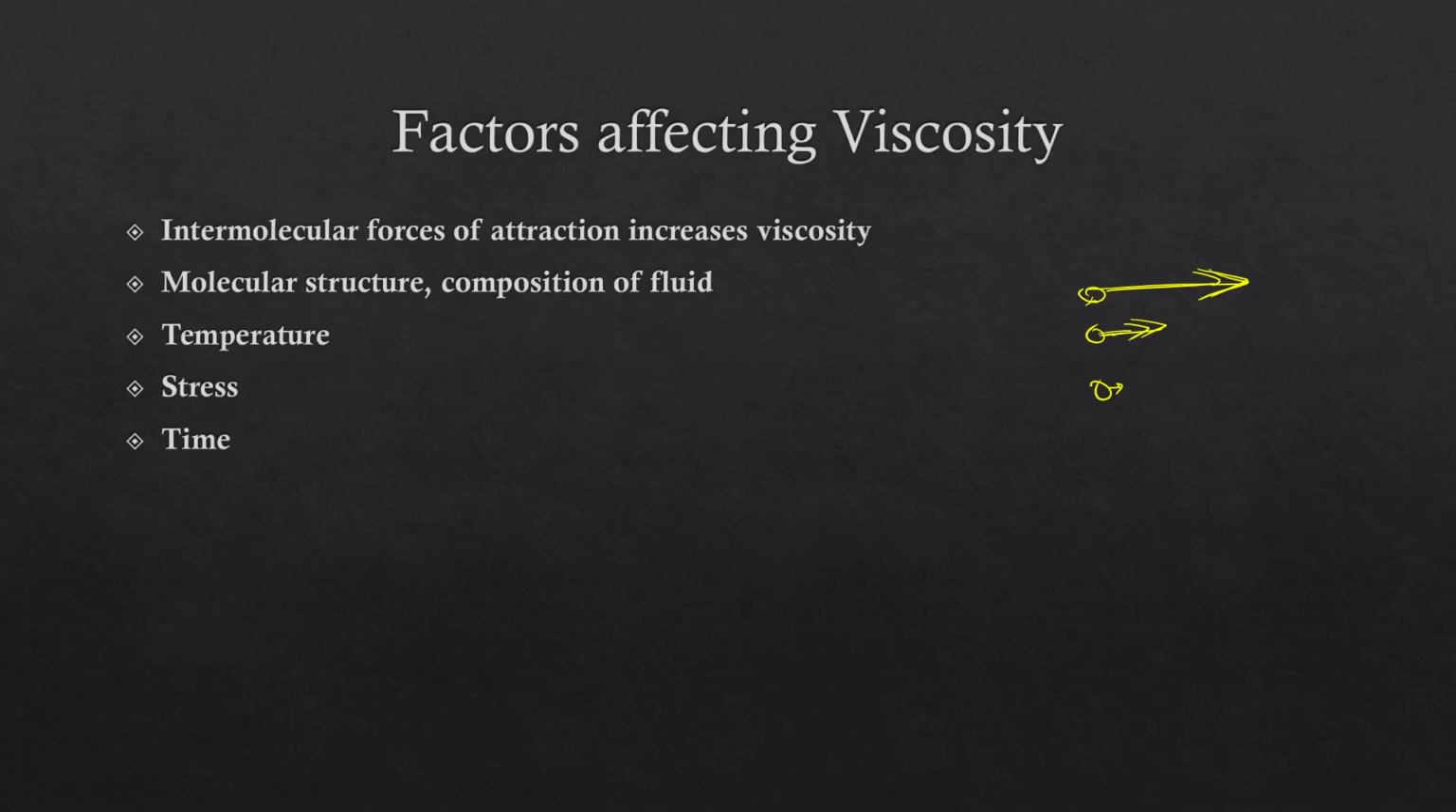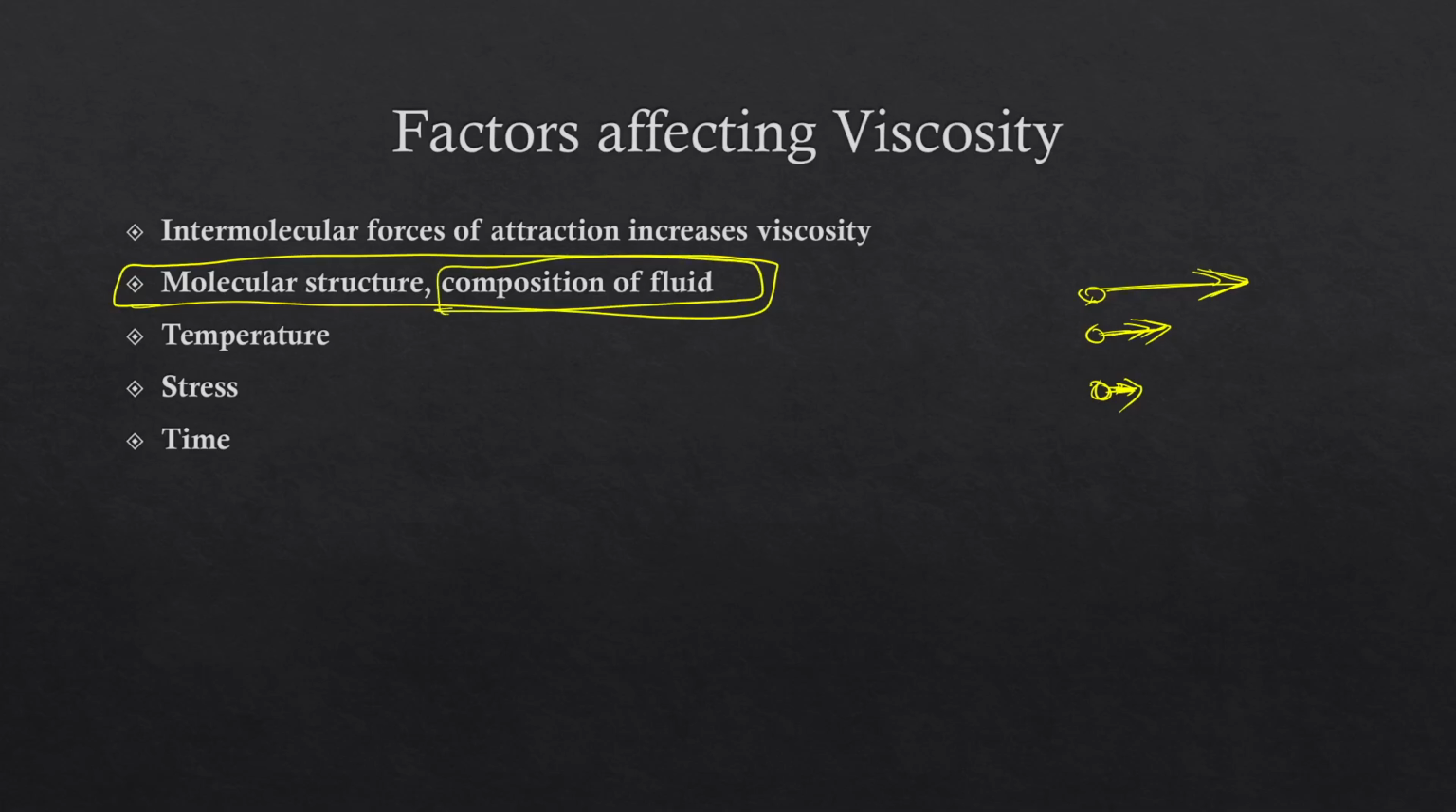Then molecular structure and composition of fluid will also affect viscosity. Generally, fluids which have larger molecules like some polymers, petroleum products will generally have higher viscosity, and simpler fluids having smaller molecular structures and pure fluids, they will be generally having lower viscosity. And composition of fluid means if it is some kind of solution or colloid, etc., or gel, in that case they will generally behave as viscous fluids.